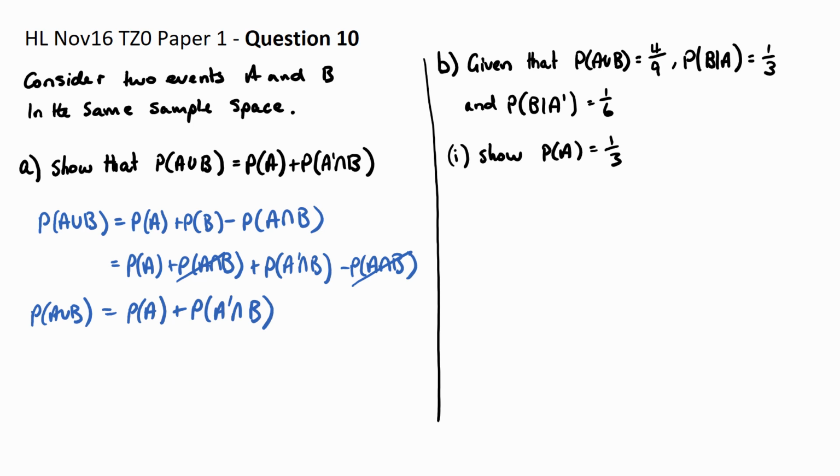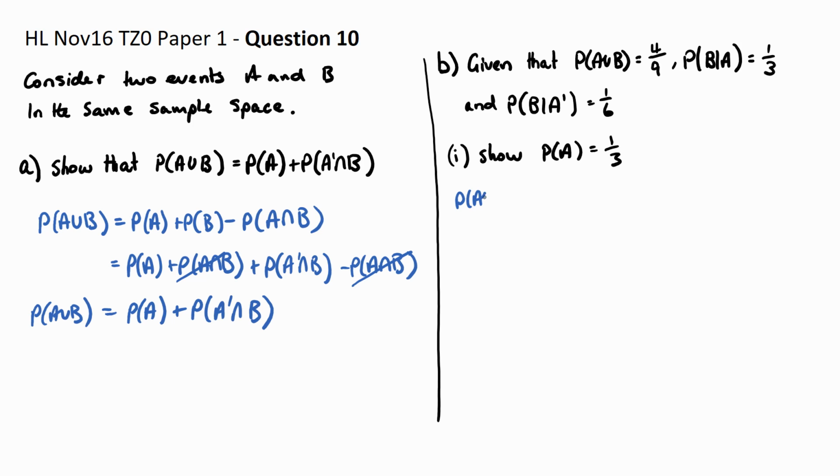Part B. It says, given that the probability of A union B is 4 on 9, the probability of B given that A is 1 on 3, and the probability of B given that not A is 1 on 6. Part 1 says, show that the probability of A is 1/3. Okay, so we can use what we know from Part A.